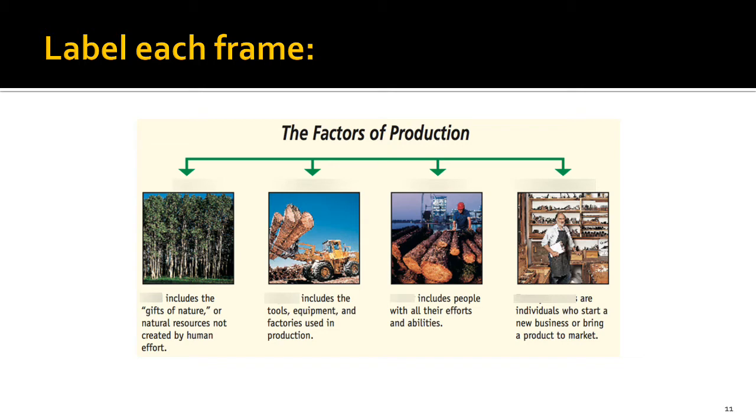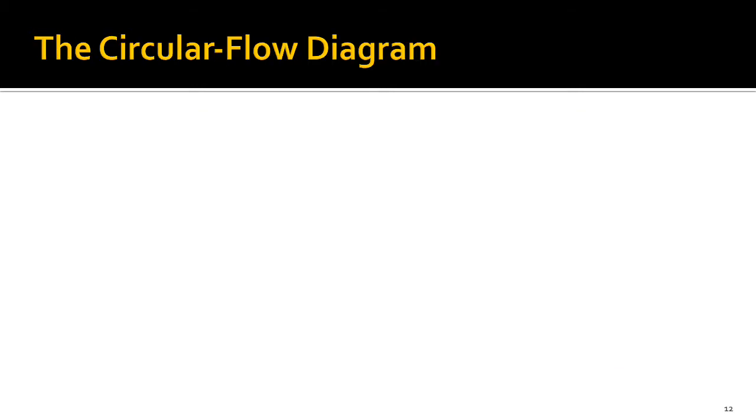And initially the trees and so on here, nature, that's land. This machine that moves the timber is capital. The man observing the timber is labor. And of course the man here who is selling some sort of good is the businessman or the entrepreneur. So, the circular flow model.